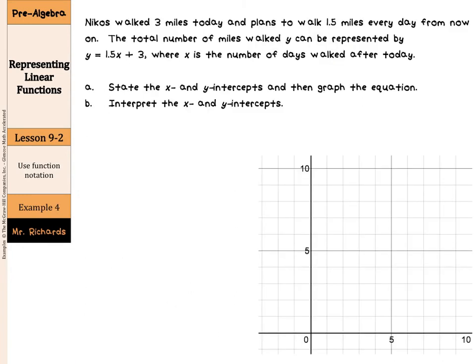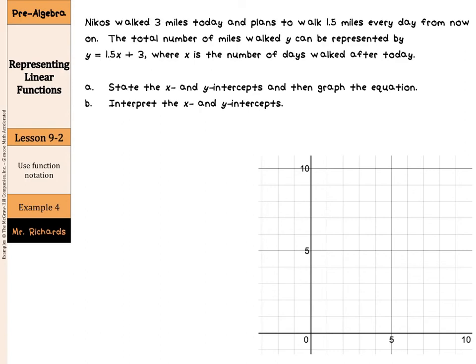Now, to use function notation in a word problem, Nikos walked 3 miles today and plans to walk 1 5/10 miles, or 1.5 miles, every day from now on. The total number of miles walked y can be represented by y equals 1 5/10 x plus 3, where x is the number of days walked after today. Our first goal here in A is to state the x and y intercepts and then graph the equation.